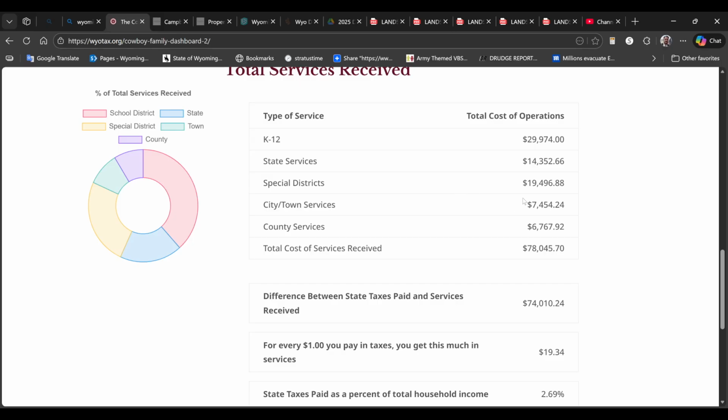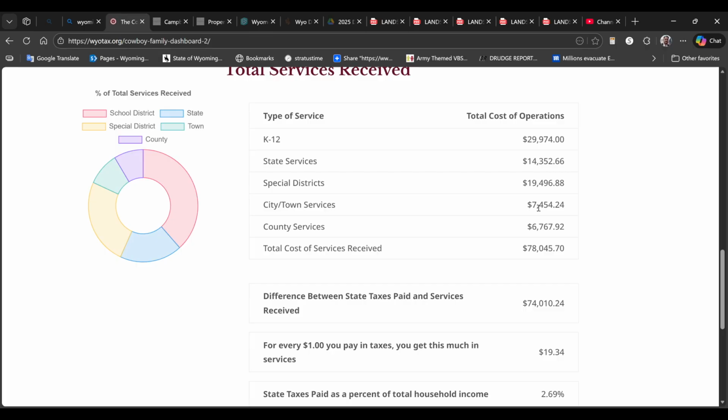Special districts. These could be things like hospital districts, your community college, your cemetery district. And here they're estimating that the monetary amount that they get back in services is $19,496.88. What about your city or town? Well, here it's estimated that your city or town, in this case it would be like Gillette, they receive $7,454.24 back in services.